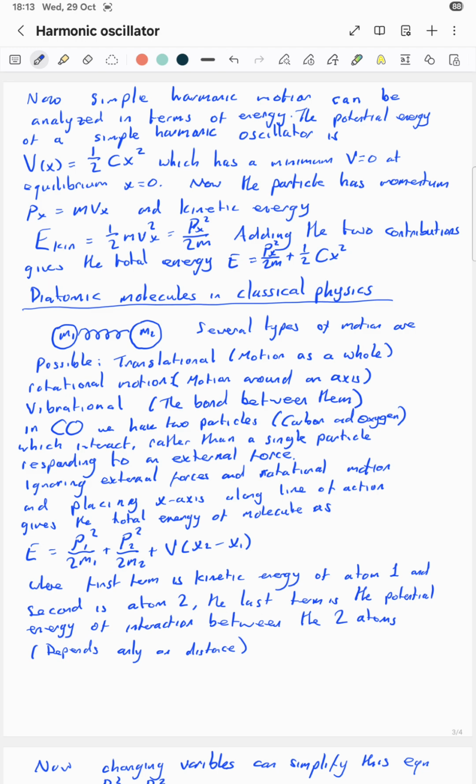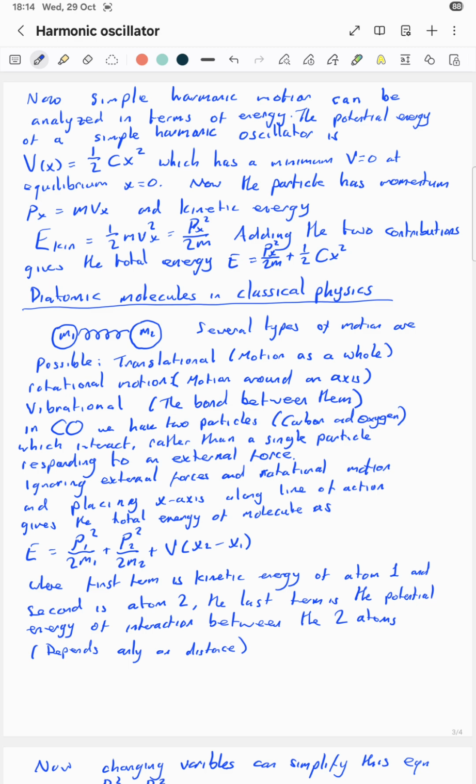Now let's consider a diatomic molecule in classical physics, where we have two masses, mass 1 and mass 2. Several types of motion are possible: translational motion as a whole, rotational motion around an axis, and vibrational motion of the bond between them. In CO, we have two particles, carbon and oxygen, which interact, rather than a single particle responding to an external force.